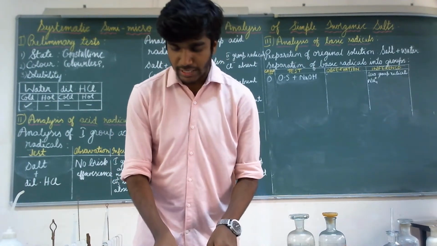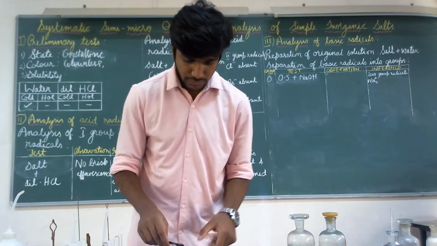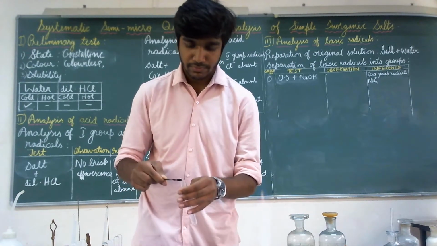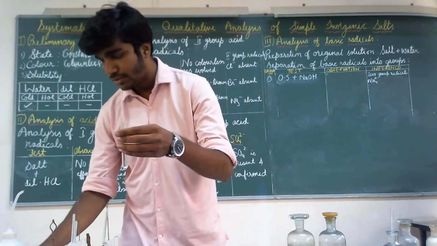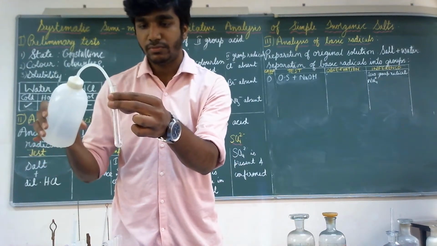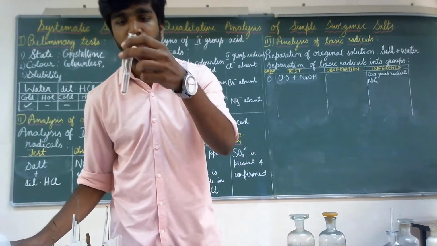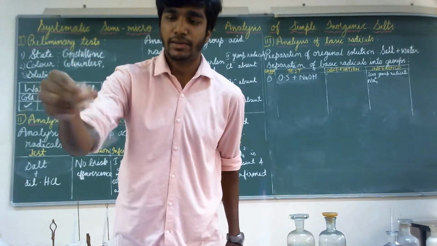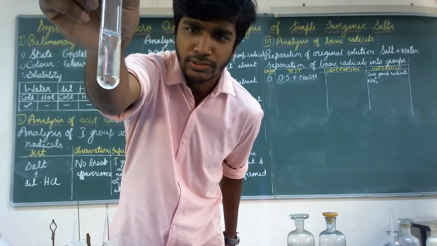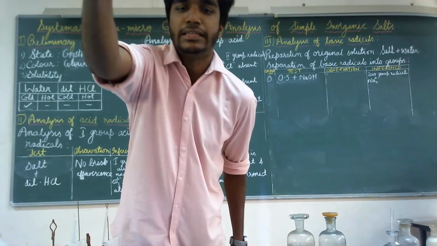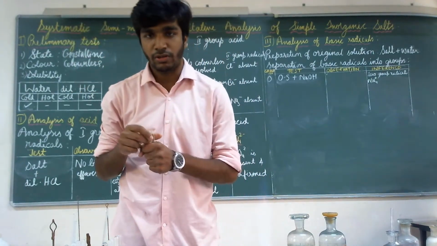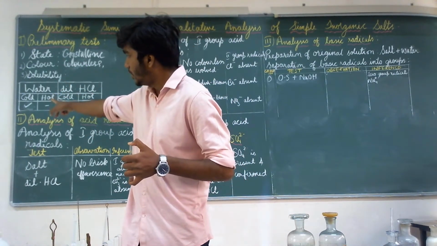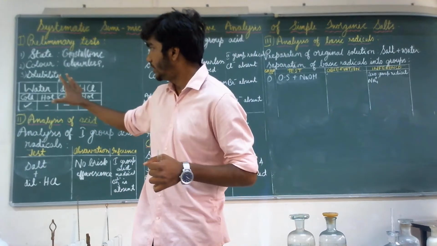Now let's test for the solubility of the salt. Take a small quantity of the salt, add 3 to 4 ml of water in the test tube, approximately 1/4 of the test tube filled with water or the respective solvent. Shake it well. As you can see, all the salt has dissolved in water, and hence our given salt is soluble in cold water. So I've already written that state is crystalline, color is colorless, and it is soluble in cold water.